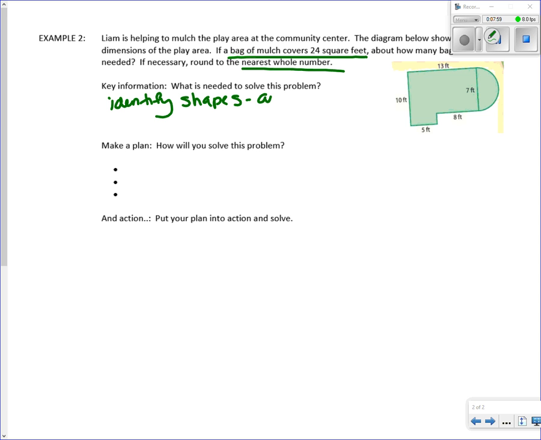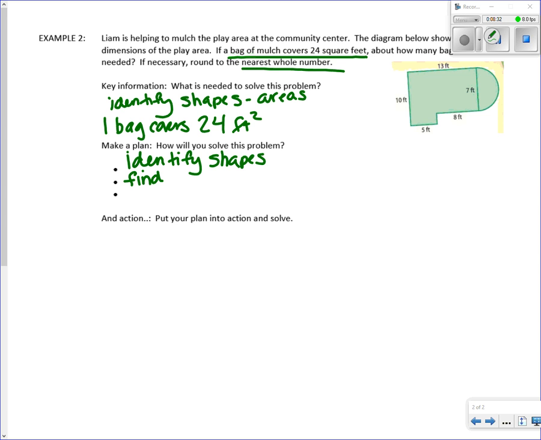And then I need to find their areas. I know that 1 bag covers 24 square feet, okay? So that's going to affect what we do in the process. So we're going to make a plan. First we are going to identify shapes, because if you don't know the area of the individual shapes, you certainly can't put them all together. Second step, we're going to find the areas and add them all together.